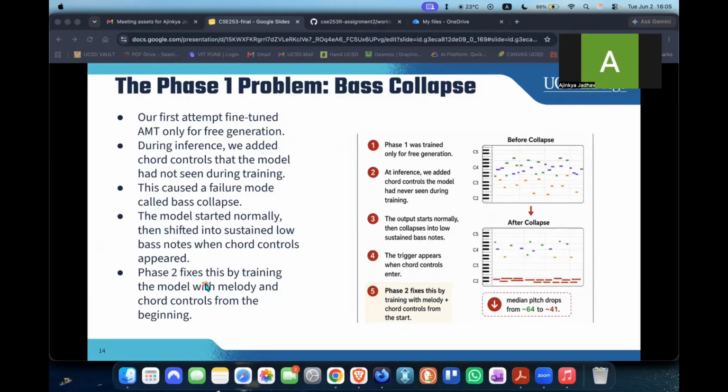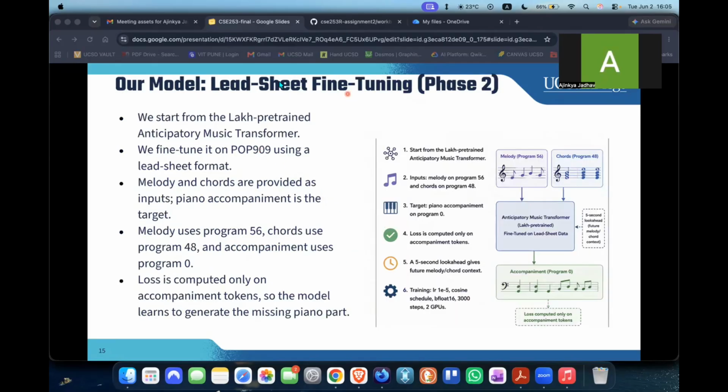And the phase 2, which I'll be discussing after this, fixes this by training the model with melody and the chords being added exactly from the beginning. So our model, which is a lead sheet fine-tuning model, is phase 2. We start from the Lakh pre-trained AMT. We give the inputs, let's say the melody on program 56 and the chords on program 48. We have a target on program 0. The loss is computed only on the accompaniment tokens.